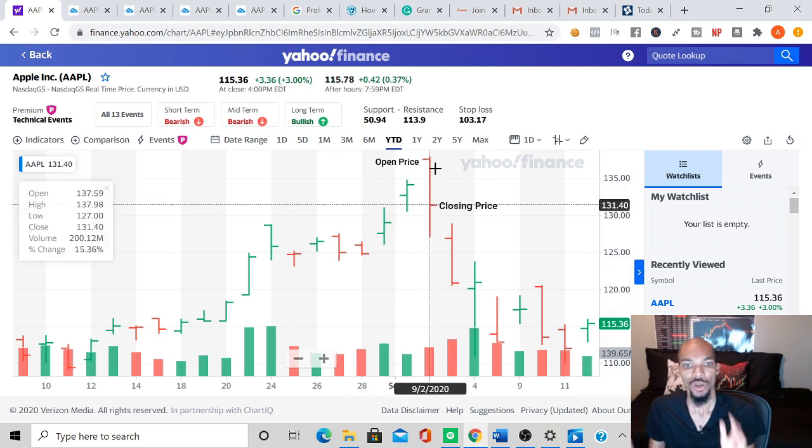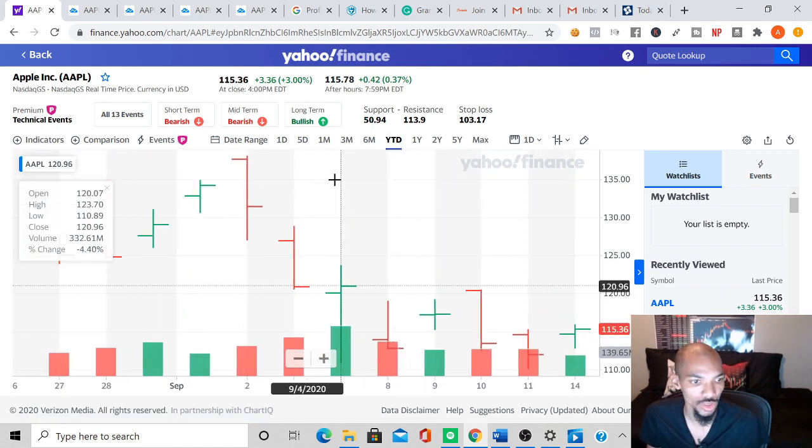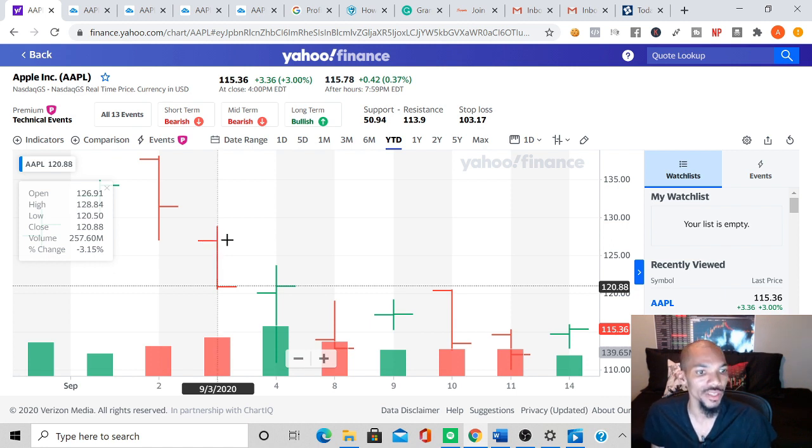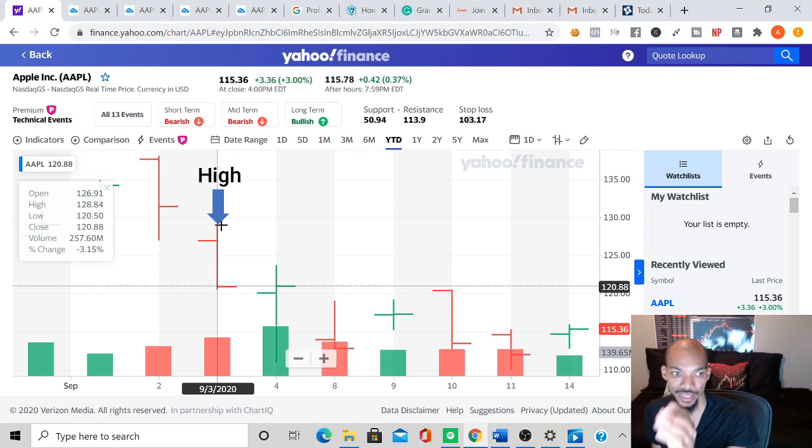Okay, so we went over that part, but what about this line that's beneath this, right? What does that mean? Well, we're going to go into that. Let me zoom in a little closer. This line above shows the highest price that happened within the time period we're looking at, the day, right? The highest for that day was $128.84. The lowest was $120.50. So that's pretty much the main idea.